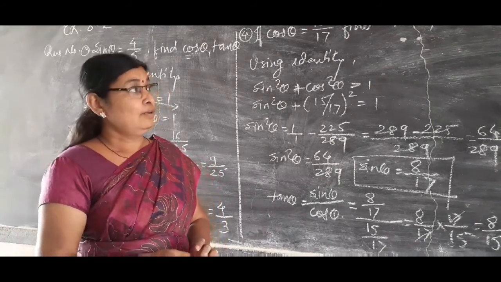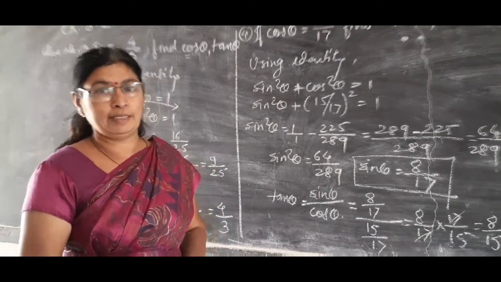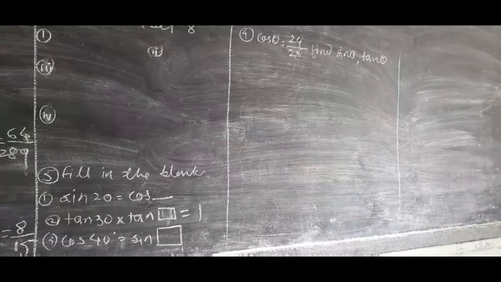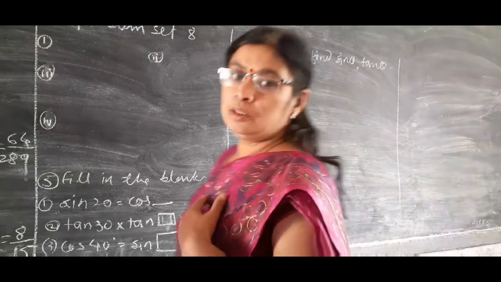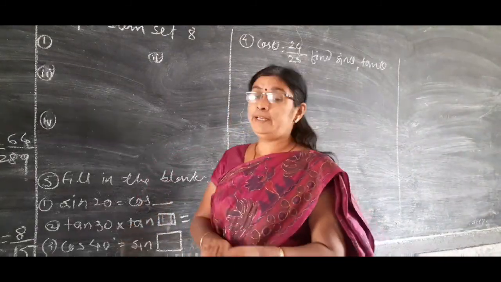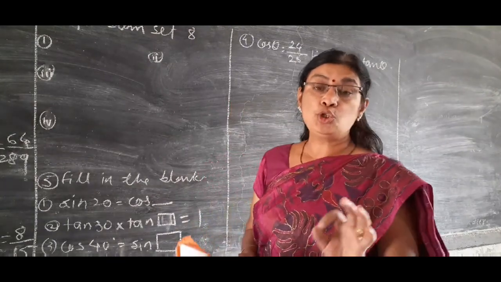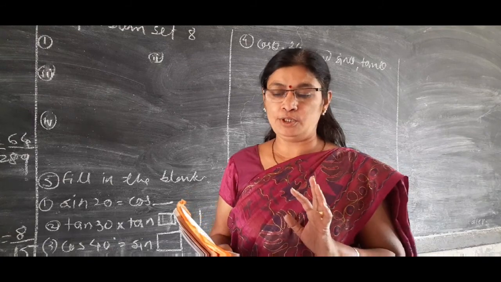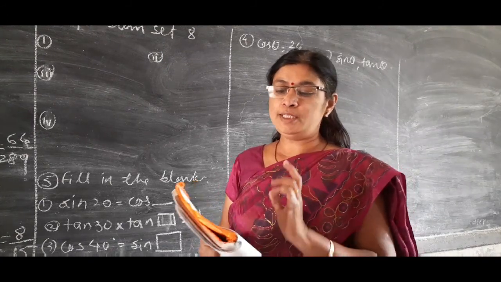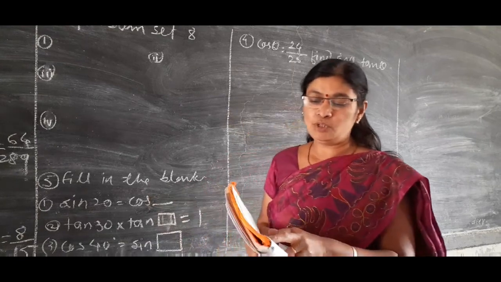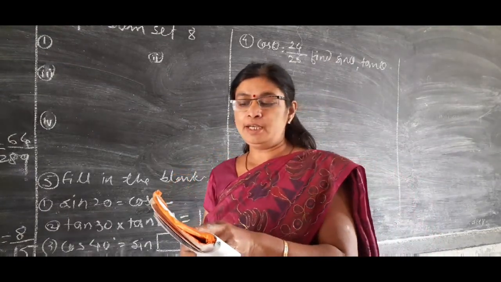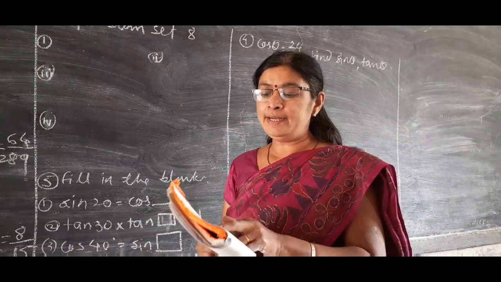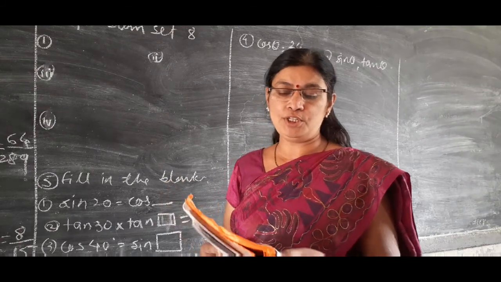Now let's start the problems from problem set 8. Now see here students, problem set 8, question number 1. What is the first question? Choose the correct alternative. See in your textbook. Which of the following statements are true? Sin theta is equal to cos(90 minus theta). Cos theta is equal to tan(90 minus theta). Sin theta is equal to tan(90 minus theta). And tan theta is equal to tan(90 minus theta). Which is the correct one?